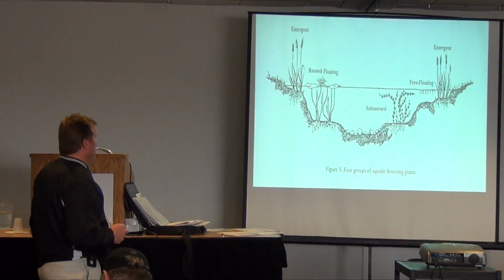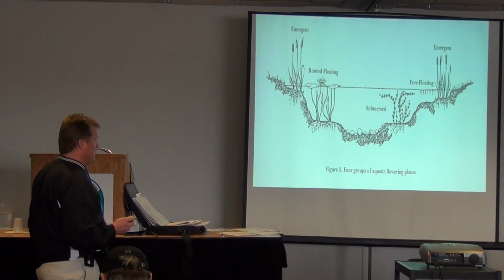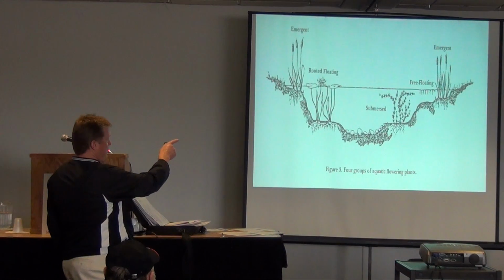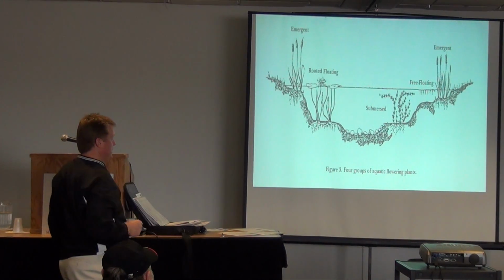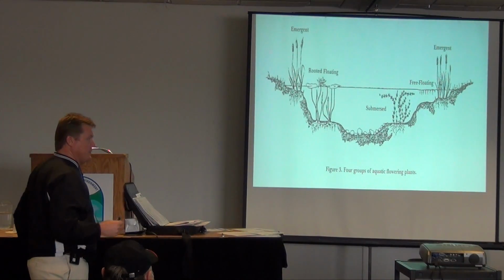Aquatic plant management. We've got emergent weeds, which would be cattails, bulrushes, things on that order. Rooted floating weeds. Then there's free floating weeds, and then there's submerged weeds. And that kind of encompasses the aquatic plant realm.